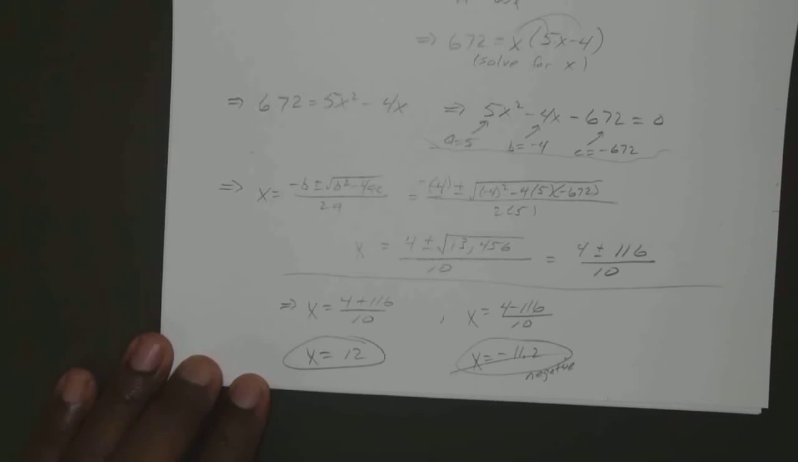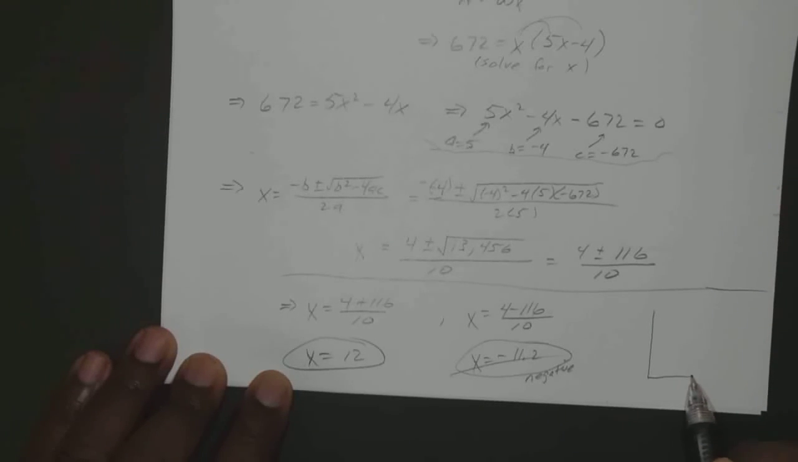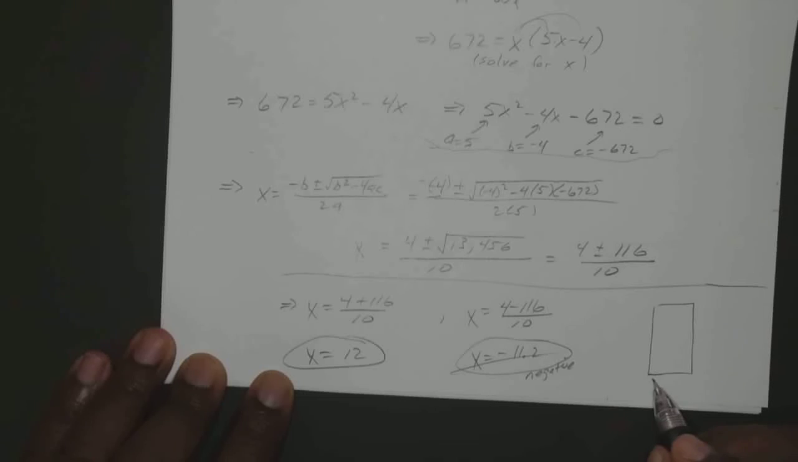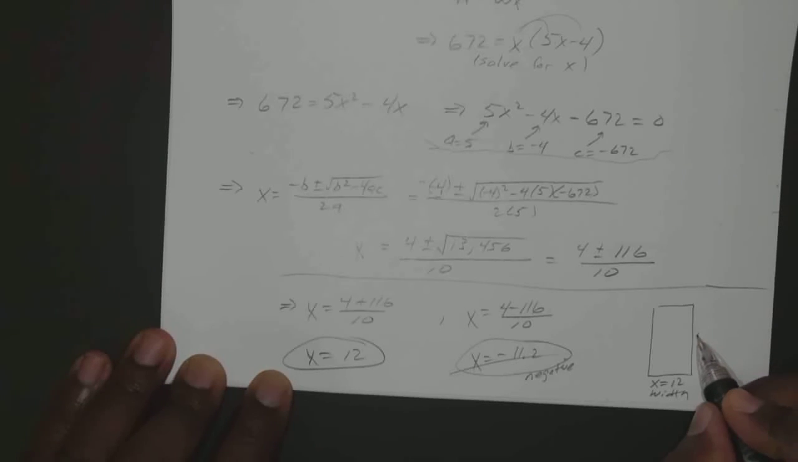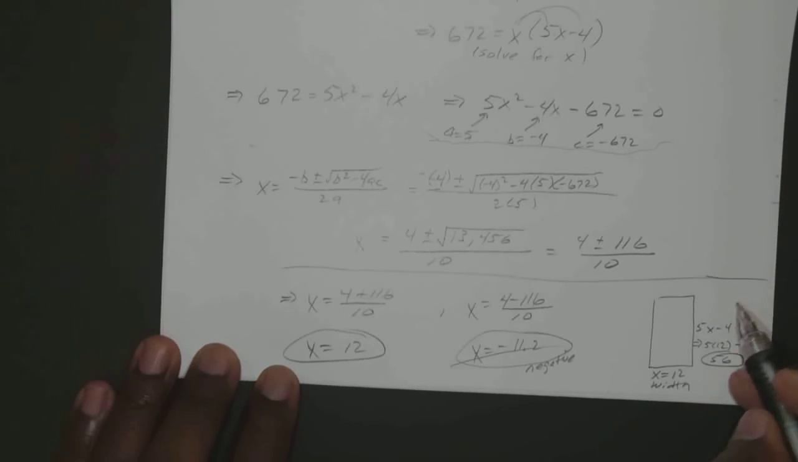Alright, so we have x equals 12. So if we redraw our rectangle we started with, our x equals 12 is our width, and our length is 5x minus 4, which is 5 times 12 minus 4, which is 56. So you have 60 minus 4, yep, 56, as your length.